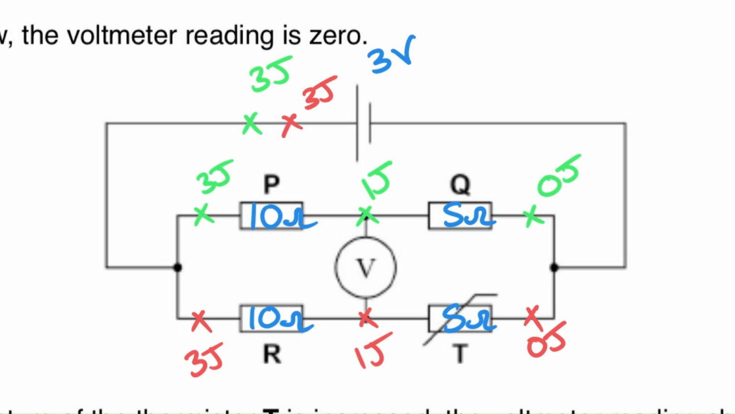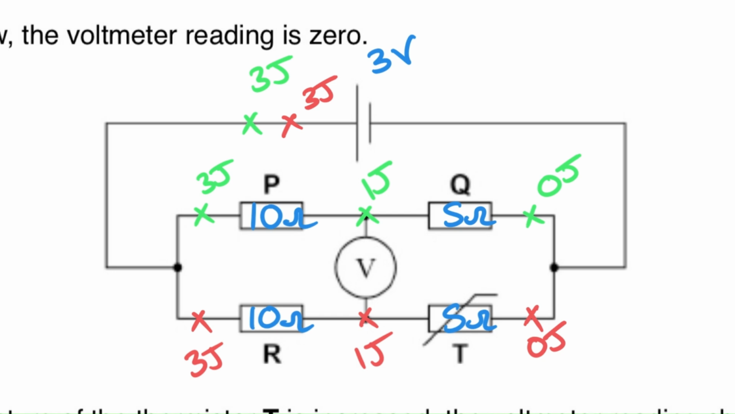So the difference in energy is 1 joule minus 1 joule. So that's 0 joules. So that's 0 joules for each Coulomb. In other words, 0 volts. That's the original situation. Now, what happens if I were to drop the resistance at T?